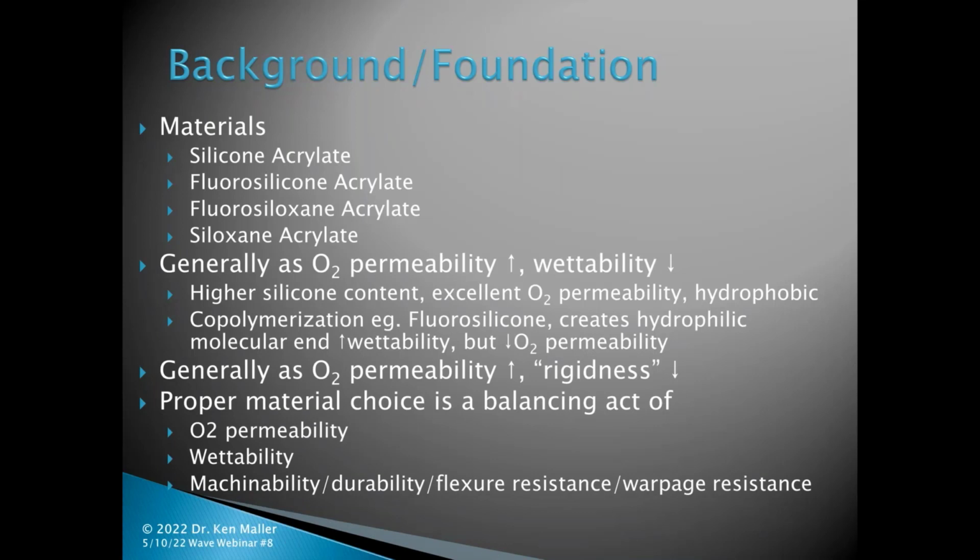Proper material choice is really the balancing act of getting the O2 permeability that that particular eye needs, proper wettability that the tear film and the ocular surface can support, as well as machinability from the lab standpoint, durability from the patient handling and wearing point, flexure resistance to make sure that vision remains good, as well as warpage resistance so that the lens does last over some time.